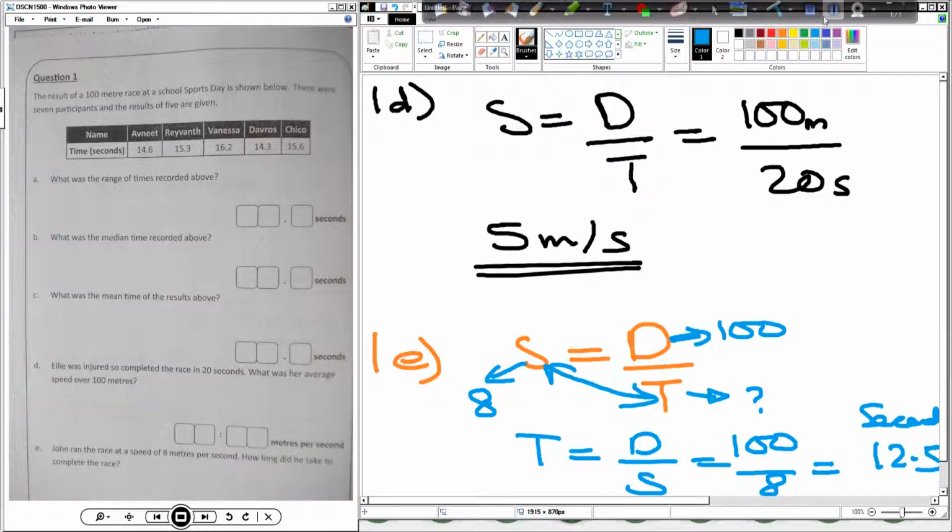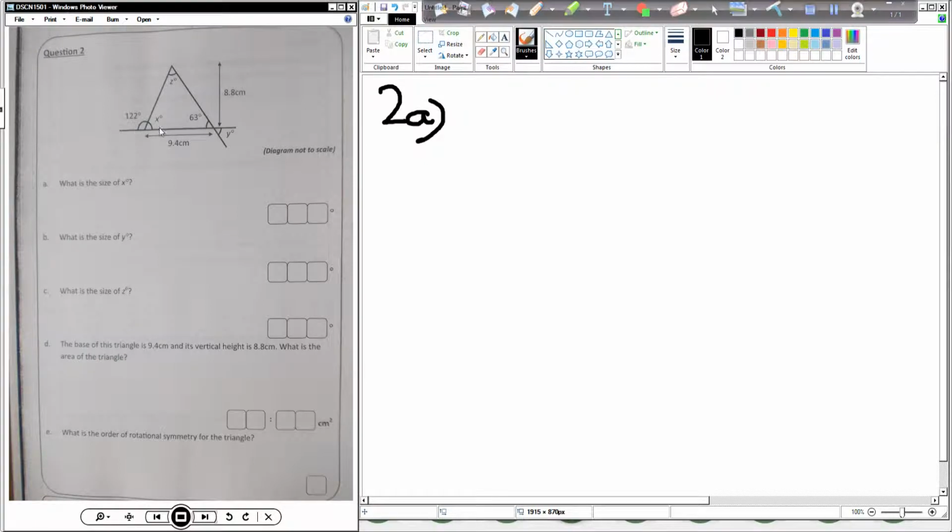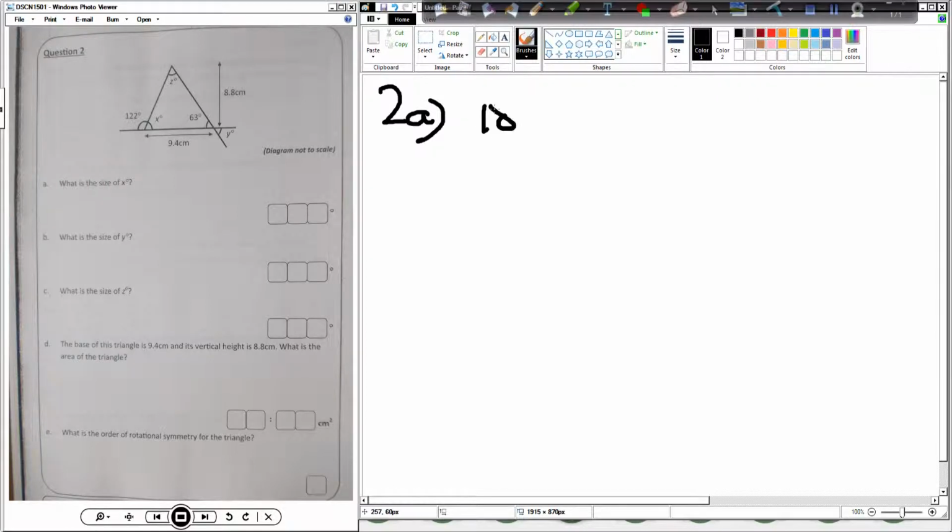Question 2A. What is the size of angle X? Now, what do we know? We know the angles at a point on a straight line add up to 180. So these two must add up to 180. So angle X is going to be 180 minus the 122. That gives us an answer of 58 degrees for question 2A.